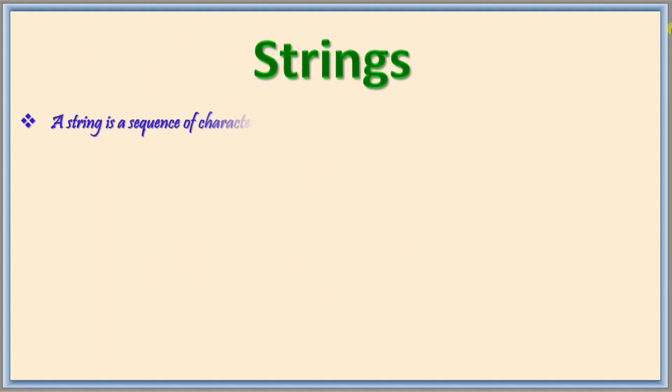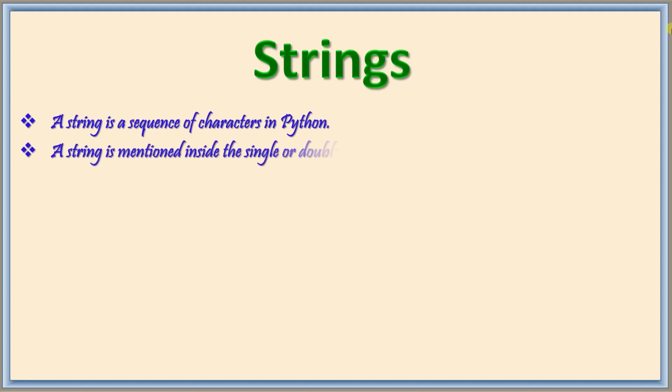A string is a sequence of characters in Python. It is not only in Python, in most languages it is the same. A string is mentioned inside single or double quotes. For example, 'book', which is inside single quotes. In a similar way we can also put it into double quotes, "computer language".